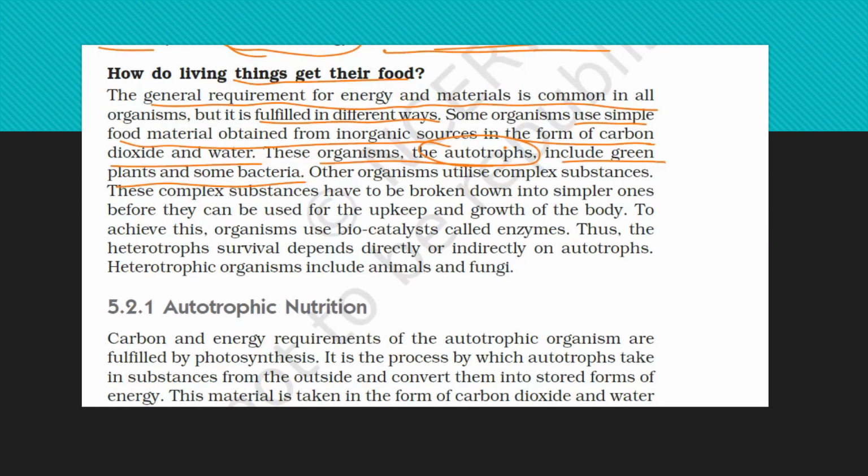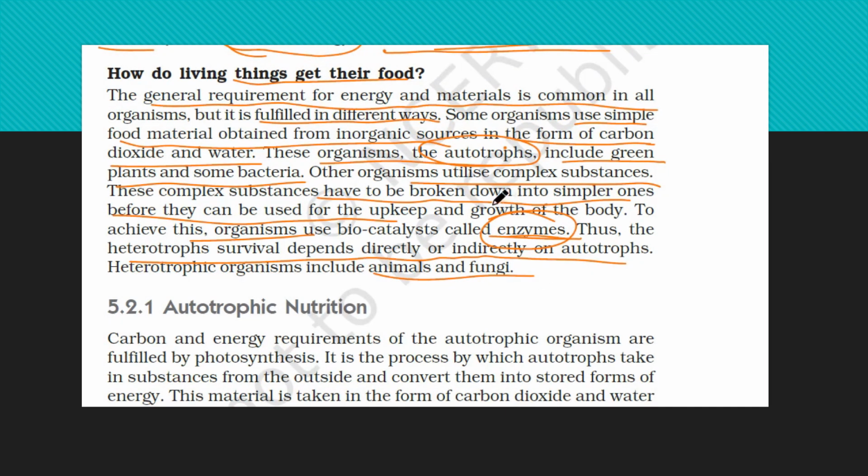But we, the human beings and other organisms, utilize complex substances. Those have to be broken down into simpler ones before being used up for the growth of the body. To achieve this, organisms use biocatalysts called enzymes. You have already studied catalysts in chemistry. What are catalysts? Those which enhance or increase the rate of a reaction. Like that, within our body we have enzymes which enhance the rate of the reaction, helping the reactions to happen in a good manner or in a faster manner. Thus the heterotrophs' survival depends directly or indirectly on the autotrophs. If the plants are producing food, from that only we are getting fruits and vegetables. Heterotrophic organisms include humans, animals and fungi.